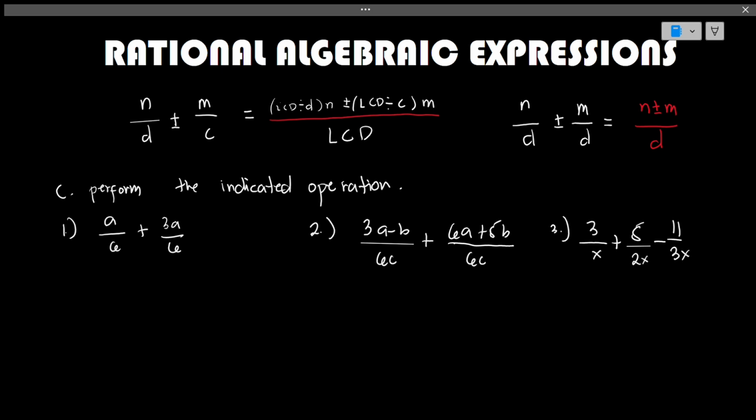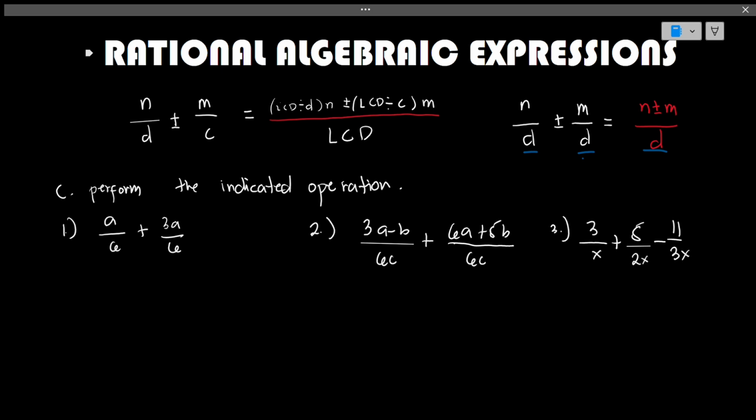We have two cases of rational algebraic expressions: they have the same denominator, or a similar denominator. Let's focus first on the same denominator. Remember, class, the moment we have the same denominator in an arithmetic fraction, the only thing we need to do is copy the denominator, then simplify the numerators. That's why n over d plus or minus m over d is equal to: you copy the denominator, copy the numerators, then you can simplify them.